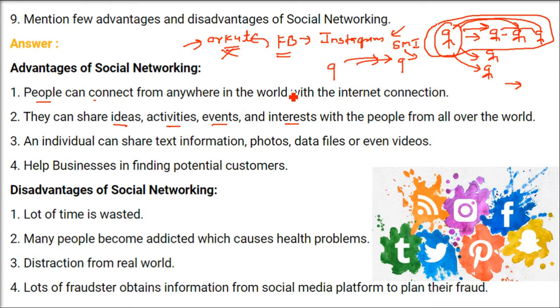An individual can share text information. You can share photos, data files, and videos. Videos are all over now. And also on Instagram and all these FBs, you can do business activity because business is all over. People would come, you can influence them, you can advertise your product, you can buy the product. And the influencers I was telling you about also advertise.